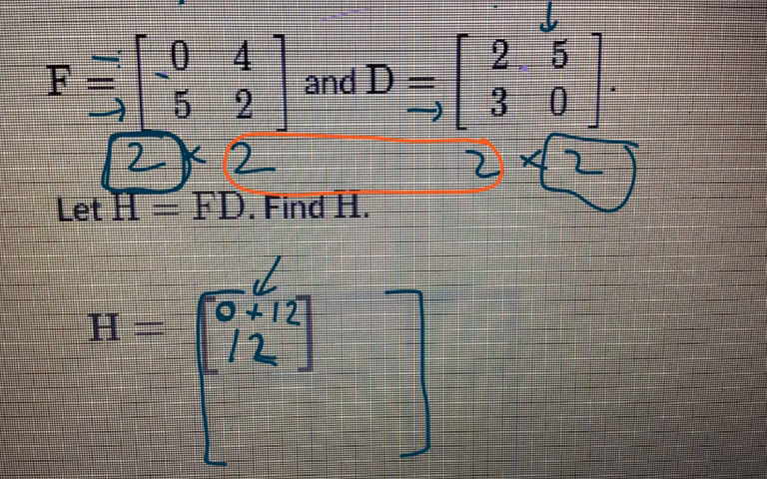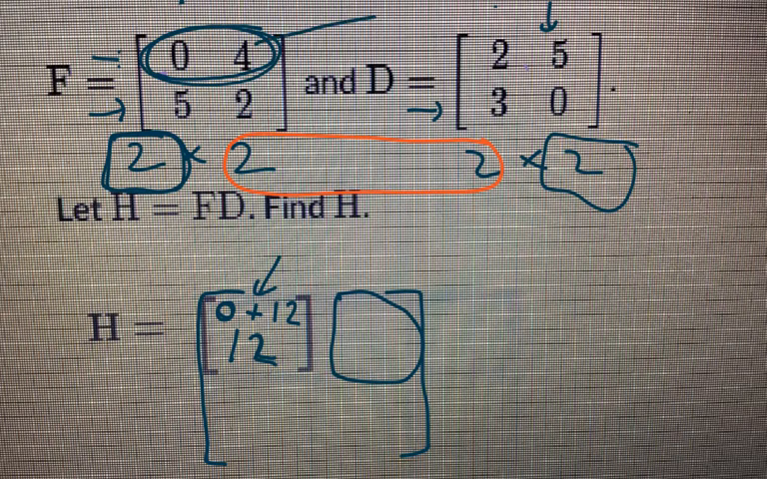Let's do it again. This time I want to fill in this second slot over here, right? This one right here. How do I do it? I'm going to take the first row, slide it over and times it with the second column. So you basically are matching up a row with a column each time. First row, second column. This technically is first row, second column, right?